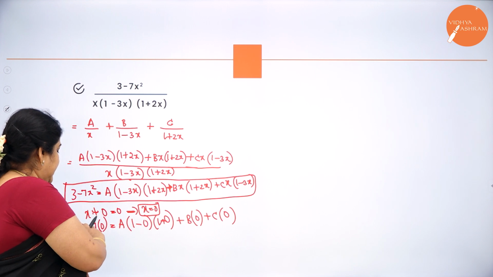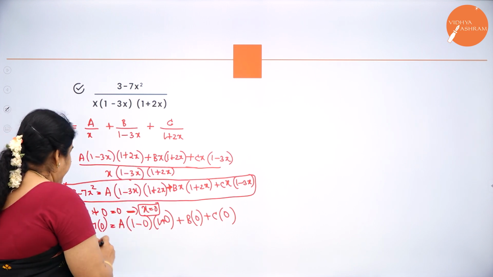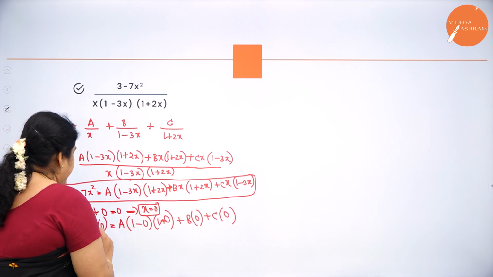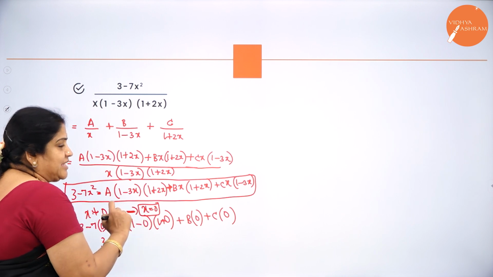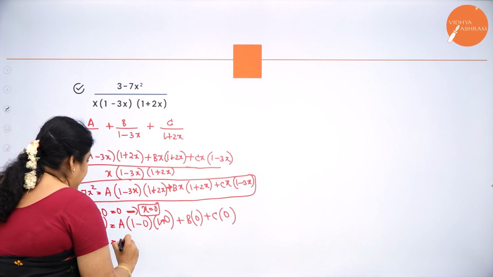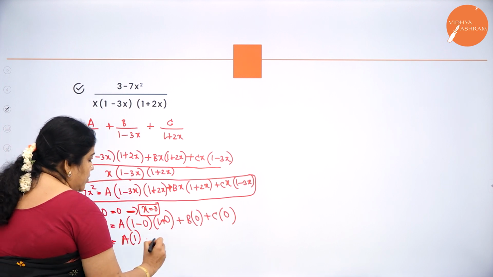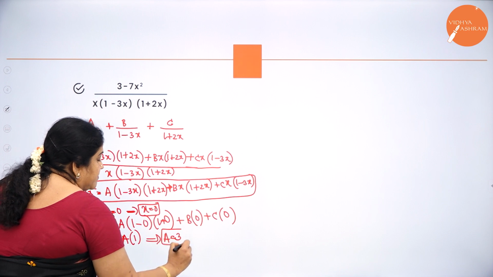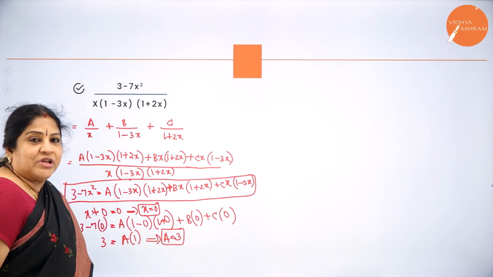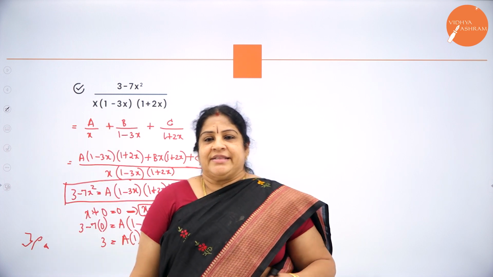So we have 3 minus 7 into 0. If I simplify this, 3 minus 0 is 3, equals 1 minus 0 is 1, 1 plus 0 is also 1. So this will be A into 1 plus 0, which means the value of A is equal to 3. So we have got the first value, A. The value of A is 3.